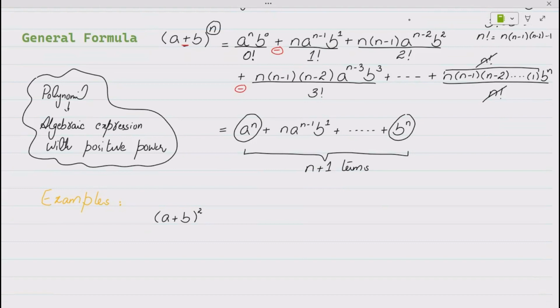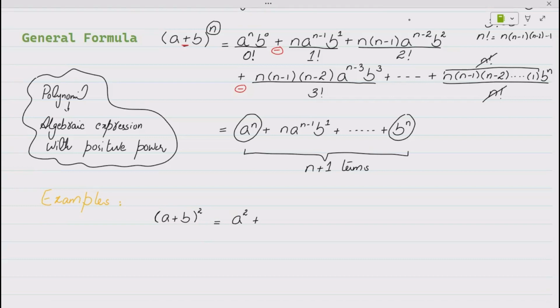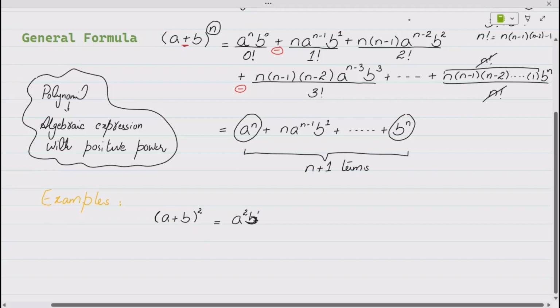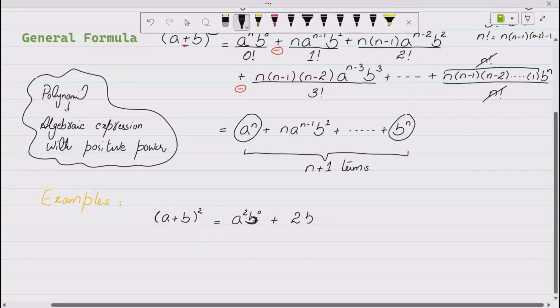So suppose we have a plus b to the square, right? And we know how to expand the polynomial, so let's expand it. Now the first thing is a to the power square, right? The second term, this 2, so b raised to the power 0, right? Now in the second term, we took 2 below b, sorry, not b, we have a, right? Write it correctly.